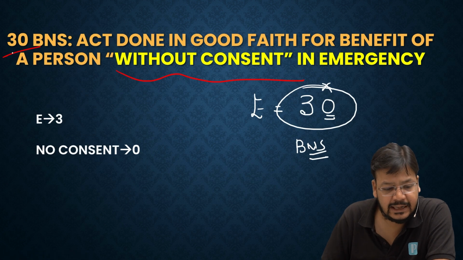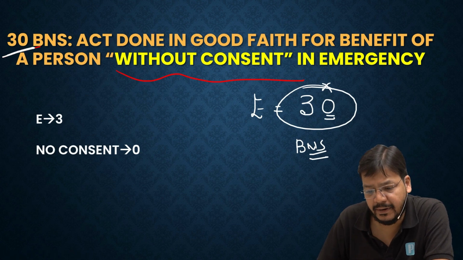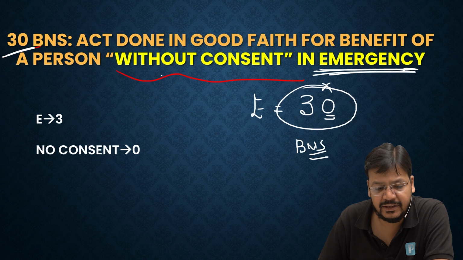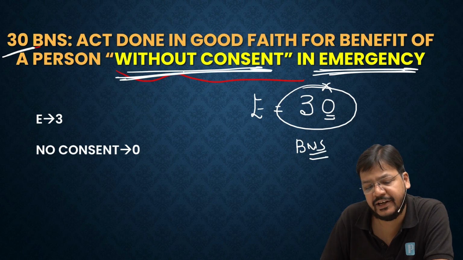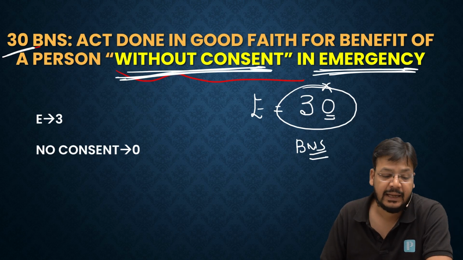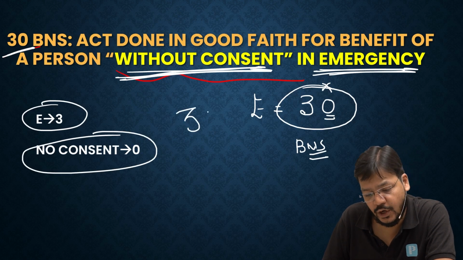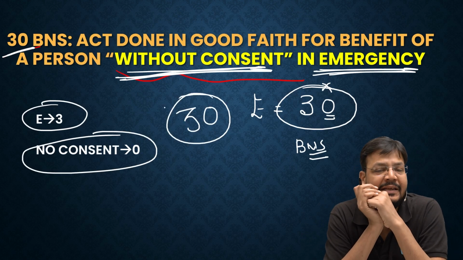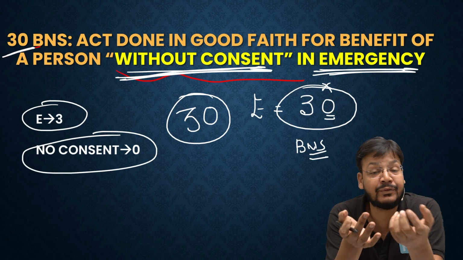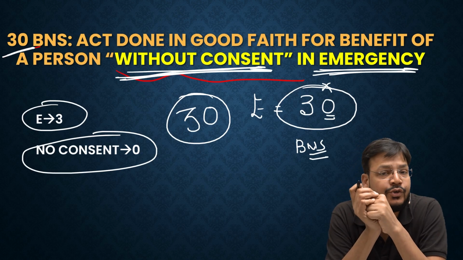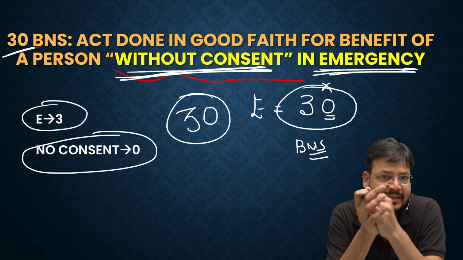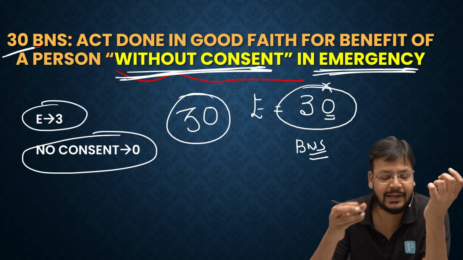Now, sir, Section 30 BNS says that in an emergency, you can start the treatment without consent. E looks like 3, no consent is 0, so that will be E looks like 3. No consent is needed in an emergency condition or in a life-threatening condition. It is 30 BNS. 3 looks like E, emergency. Zero consent is needed, 30 BNS.